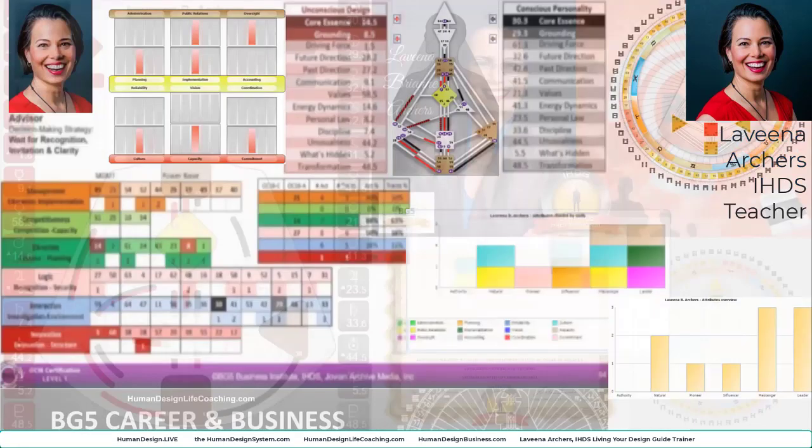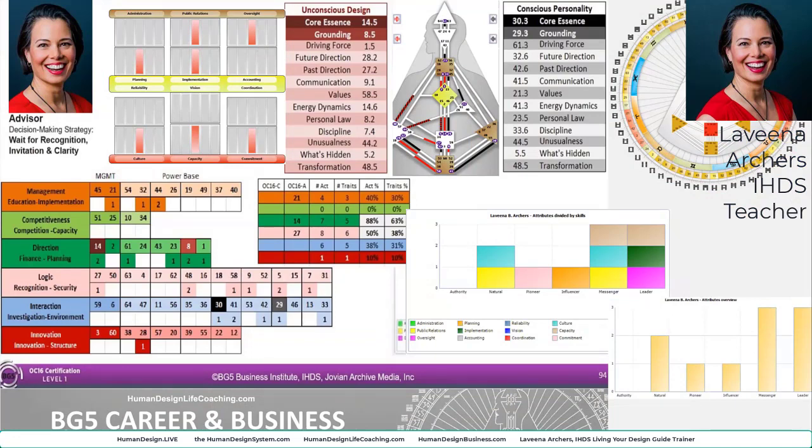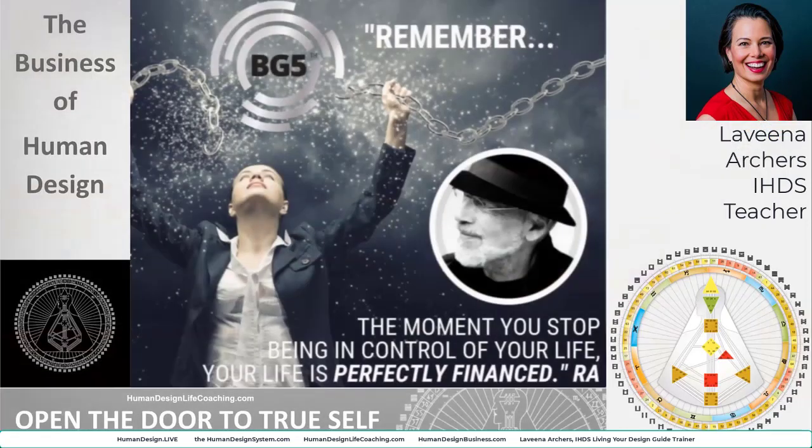That is the truth. Now, I'm also a person who has studied BG5, which is the career and business track of the human design system. And that's one of the things that I'm going to bring into this, to help you become aware of the levels to which you are here to be successful in a partnership with the environment. So that's one of the things, as well as the profit potentials that are there within your own design. And I offer this as a gift to my students without any kind of asking for anything back. It's part of the business of using human design to open the door to the true self.